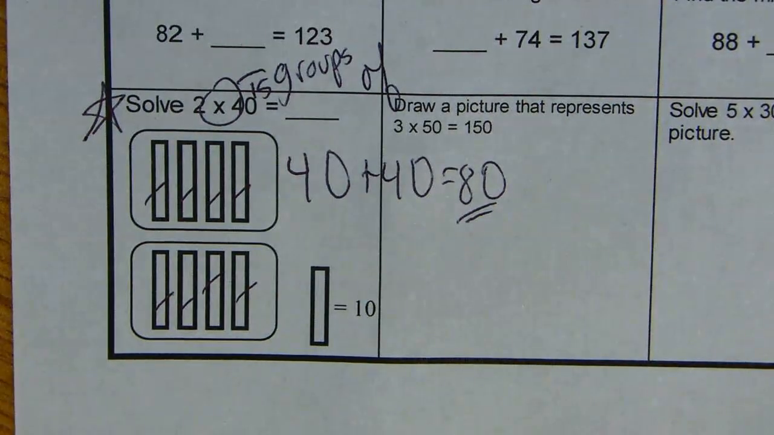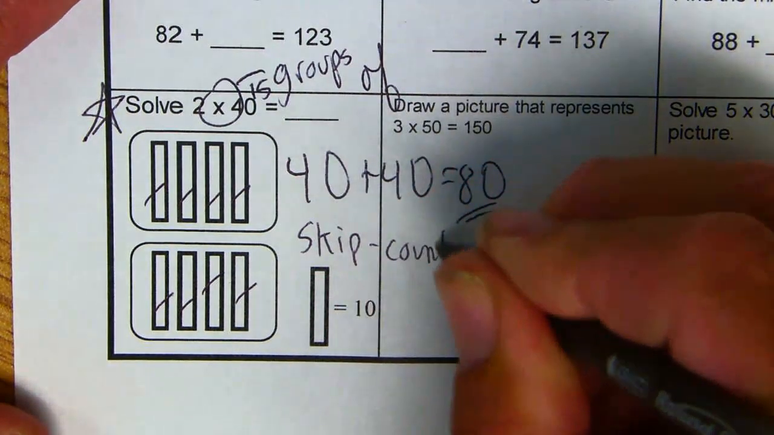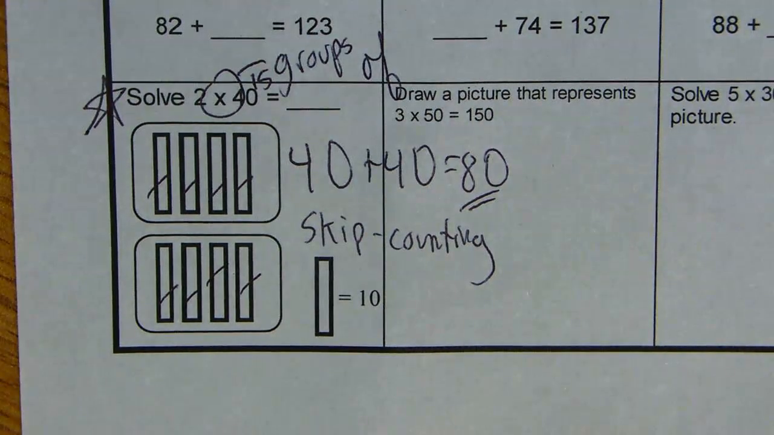You could just count by tens. Skip counting. That's called skip counting. Skip counting by tens.